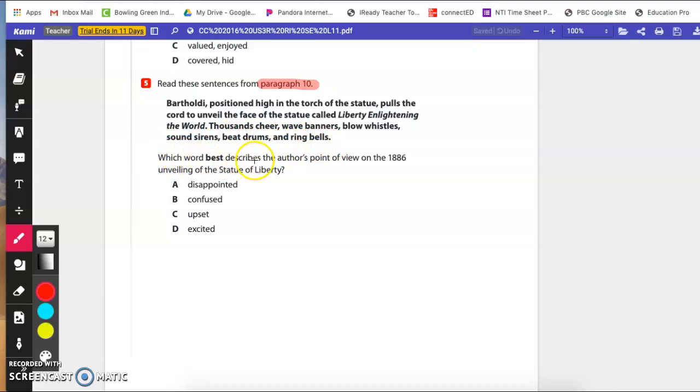Which word best describes the author's point of view on the 1886 unveiling of the Statue of Liberty? Choose your answer here.